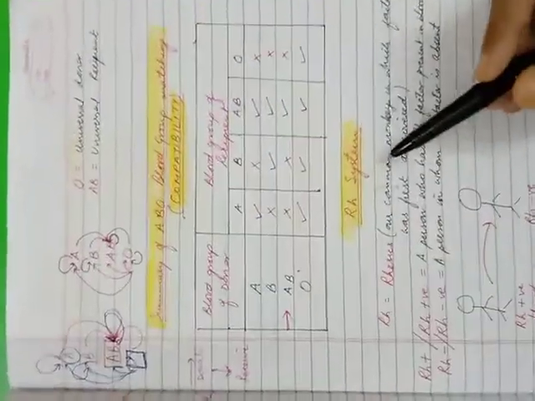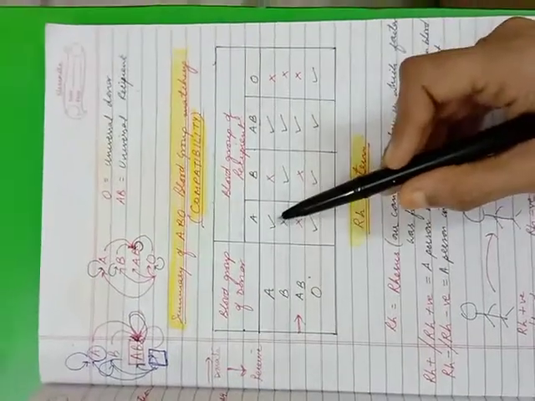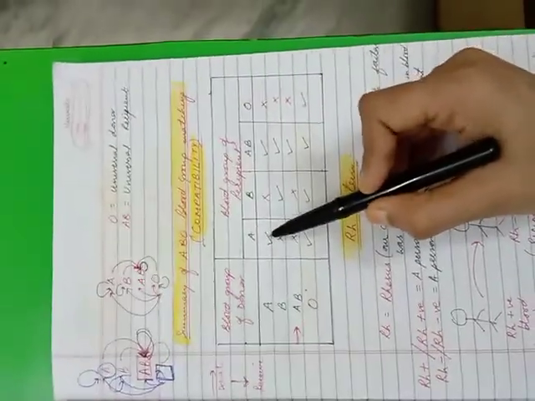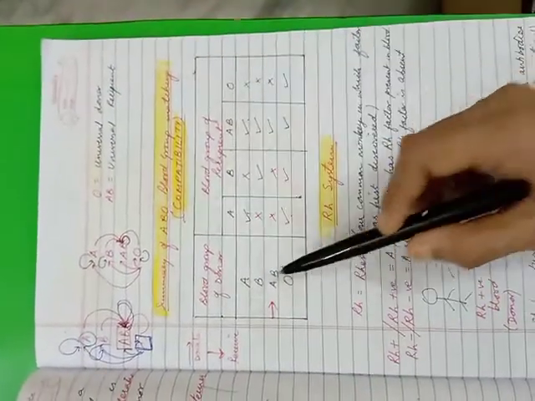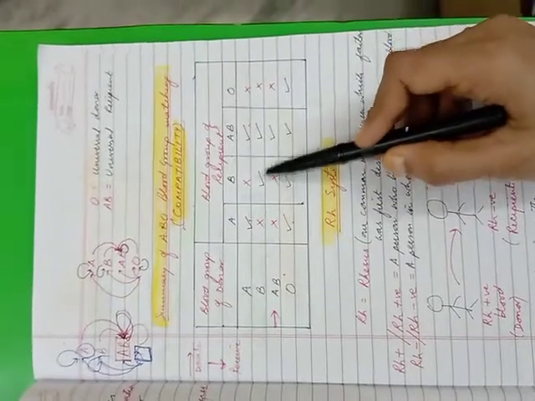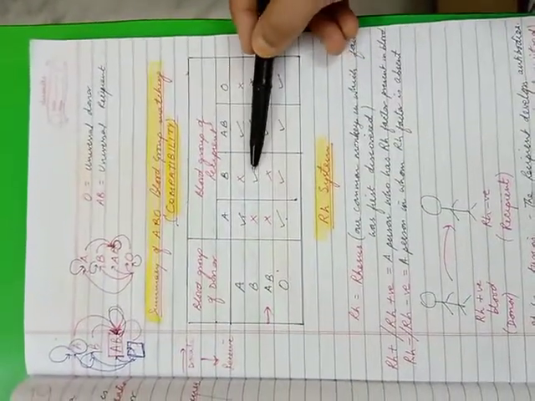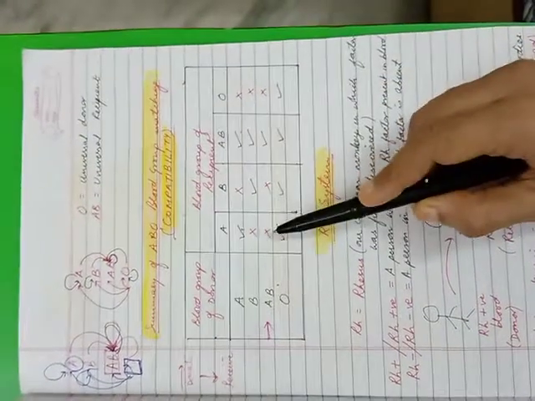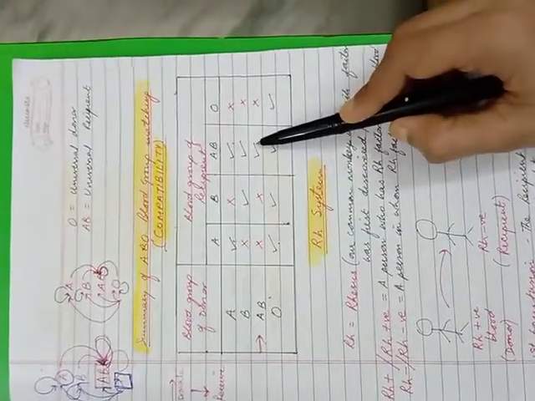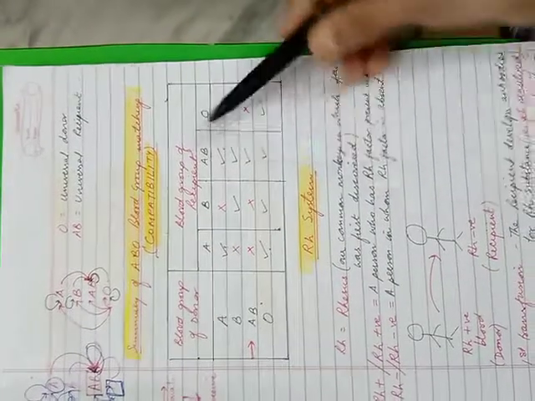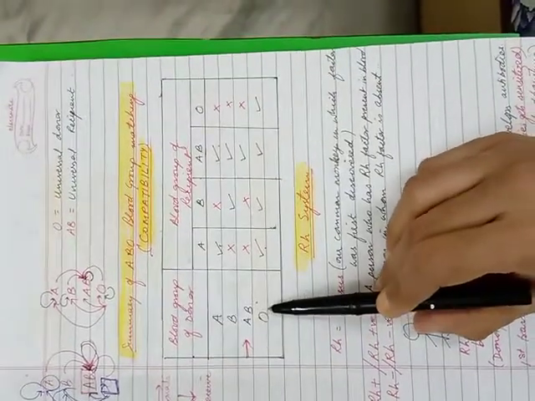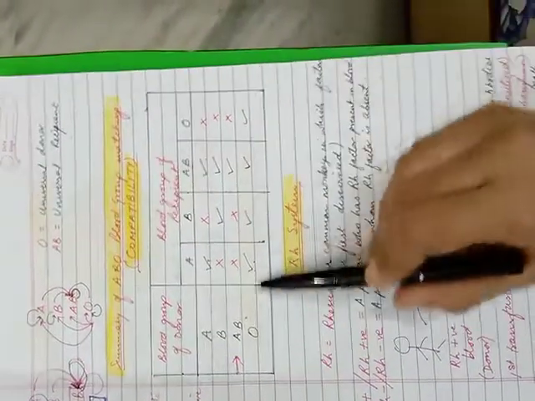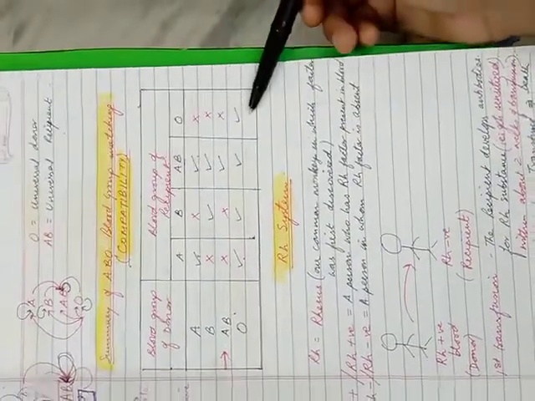So this is the compatibility table. Now let us see. A could give to A and AB, but while receiving, it could receive from A and O. B could give to B and AB, but while receiving, it could only receive from B and O. AB can donate to AB, right? It's a universal recipient, but when it comes to receiving, you can see it's receiving from all. And coming to O, right? O can donate to all, but can only receive from O. So this is the compatibility table.